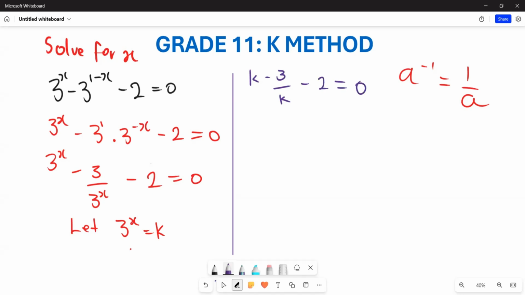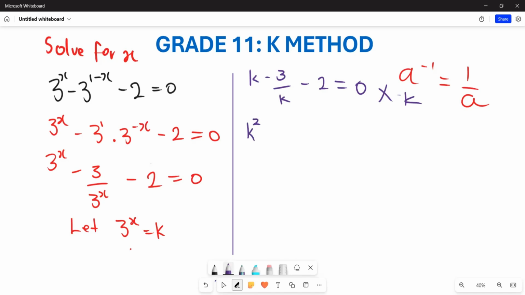Now, I want you to notice something. Can you see that you are having a fraction of your k? And you know that for you to get rid of your fraction, you need to multiply everything with your k altogether, so that you get rid of this fraction. So if you multiply your k here, this is going to be k squared.